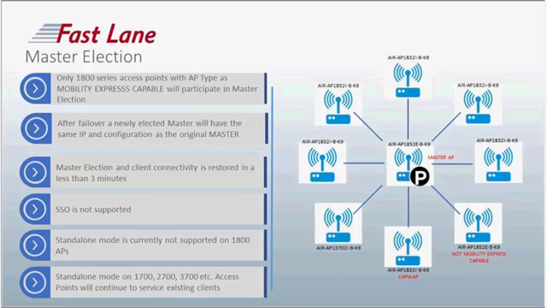And that's why it says standalone mode is currently not supported on the 1800 APs. There needs to be a controller up and running in order to manage all of the APs. And in fact, when the master AP goes down, the 1800 still allows clients to be connected. It will still service existing clients, as will any of the other access points that you are using.